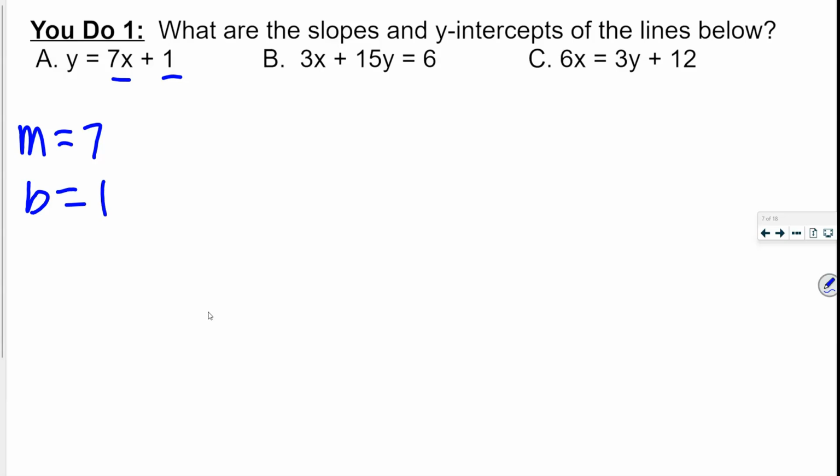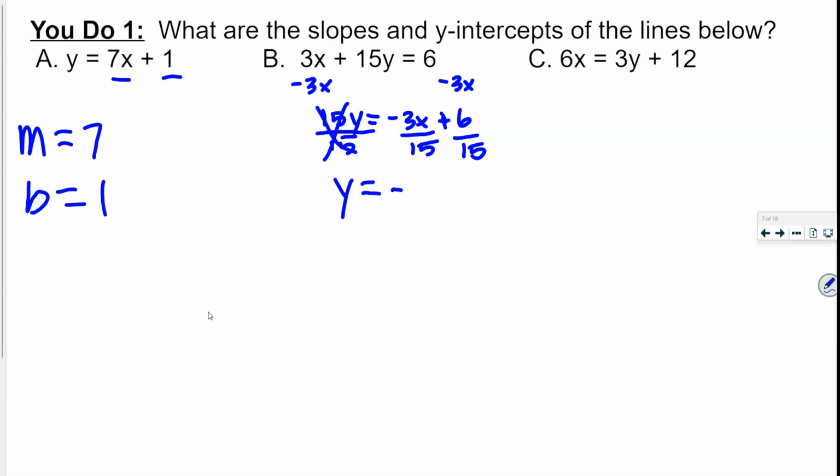With b, again, we're going to subtract the 3x from both sides. So this is going to give us 15y equals negative 3x plus our 6. Got to divide both sides by 15, or actually everything by 15. So now the 15's gone from there, and we're left with y. And negative 3 again goes into, this whole term is going to be negative, right? How many times does 3 go into 15? You got it, 5 times. So this is going to be negative 1/5 x, right?